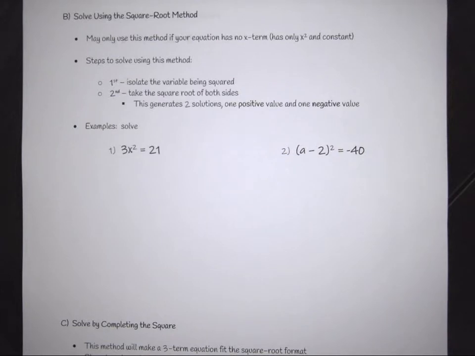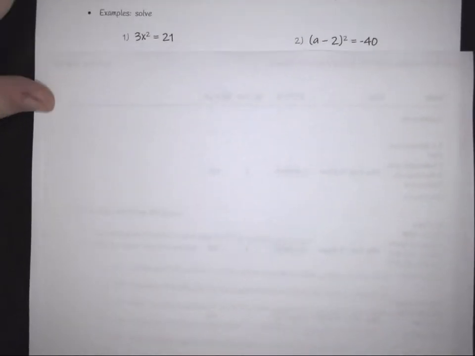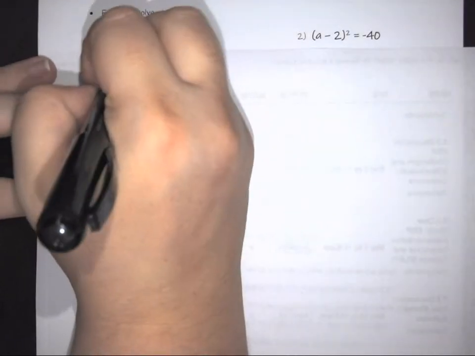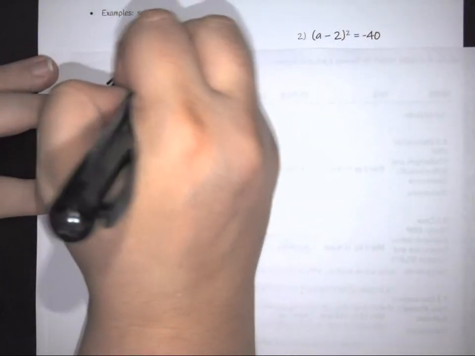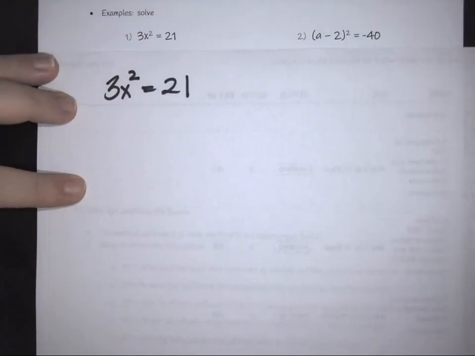So I wanted to look at two different types of problems that you could potentially see, both of which can be solved using the square root method. So the first one is 3x squared equals 21. So let's go ahead and look at that. So I am going to start with 3x squared equals 21.